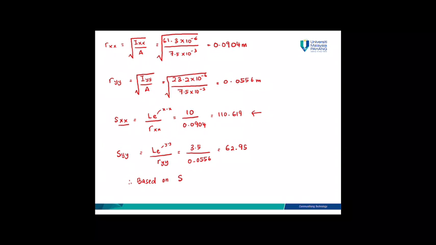Based on slenderness ratio value, the column will buckle at X axis, because at X axis, the slenderness ratio value is bigger compared to Y axis. And then after that, you can calculate for PCR. PCR for XX buckling and PCR for YY buckling. Why we calculate both, I will explain to you later.